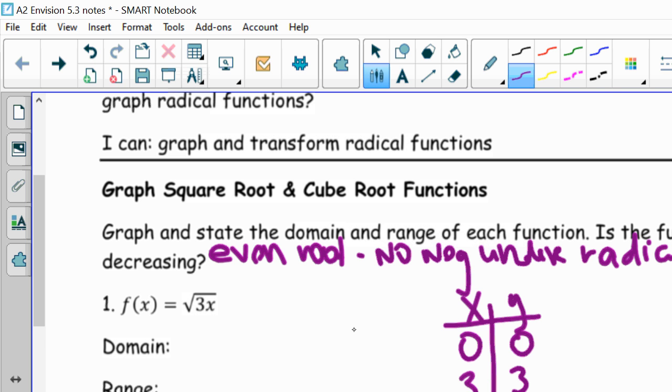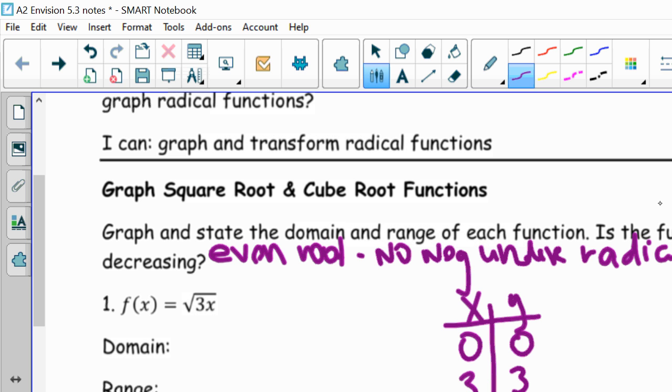So I can plot these points. 0, 0. Over 3, up 3 for 3, 3. Then 12, 6, which is a little off my graph. 27, 9 is going to be way off my graph. So it's going to look like this.